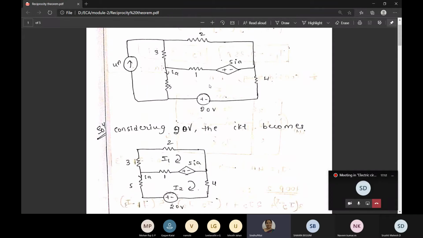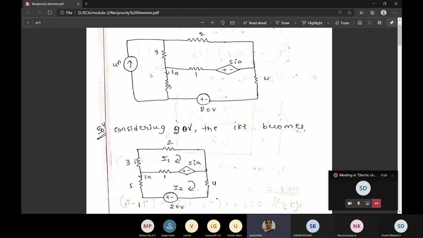Write the loop equations and find out the current. Okay, I2 and I3. So now for IA, what will you write? For IA, this branch has two currents, so you have to write I1 minus I3. Wherever IA comes, you have to write I1 minus I3.